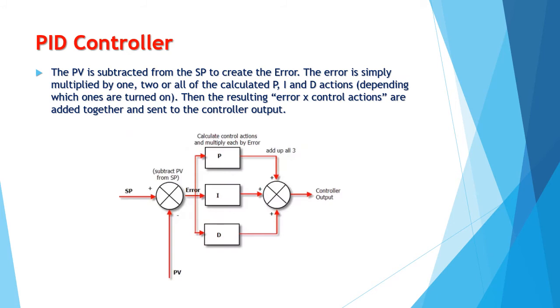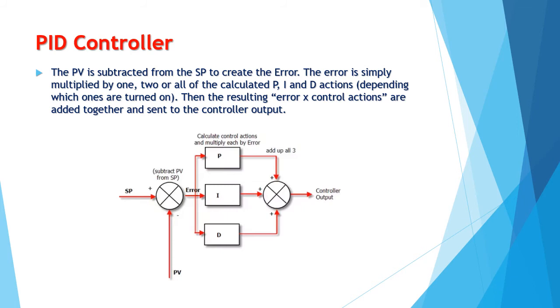The operation of a PID controller box is quite complex. The PV, or process variable, is subtracted from the SP, or set point, to create the error. This error is multiplied by one, two, or all of the calculated P, I, and D actions, depending on which ones are turned on. Then the resulting error times control actions are added together and sent to the controller output.